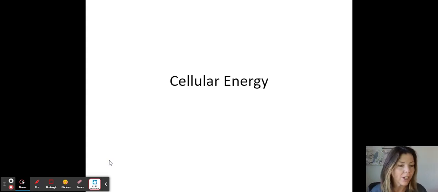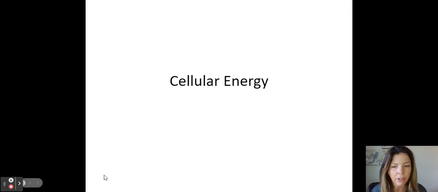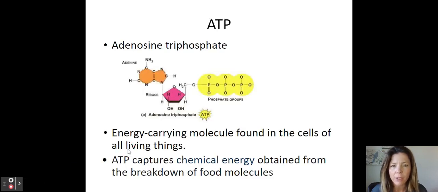In today's notes, we are going to explore cellular energy. Where do we get the power to fuel cells of the body? Well, it comes in the form of a special currency that we call ATP. ATP is an energy carrying molecule found in the cells of all living things.